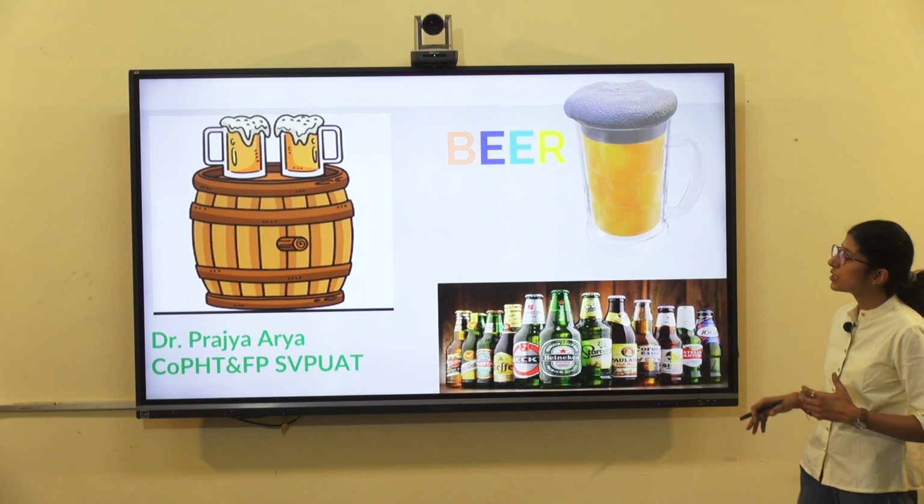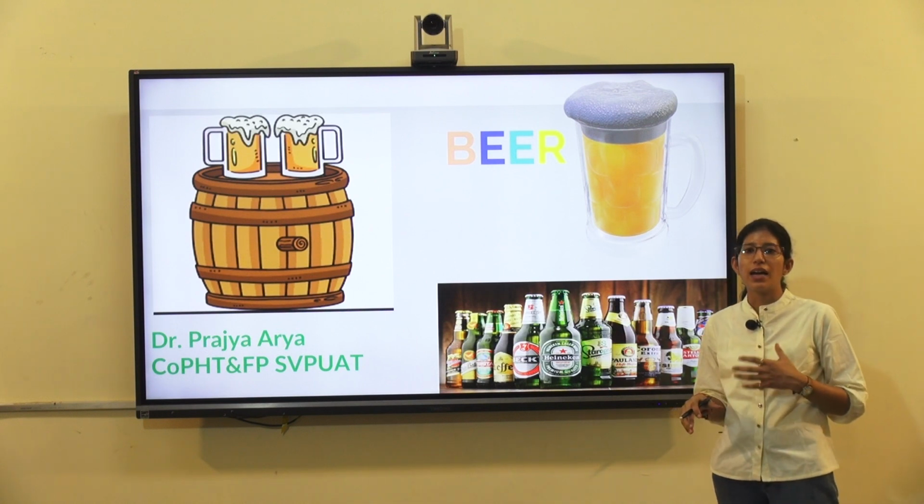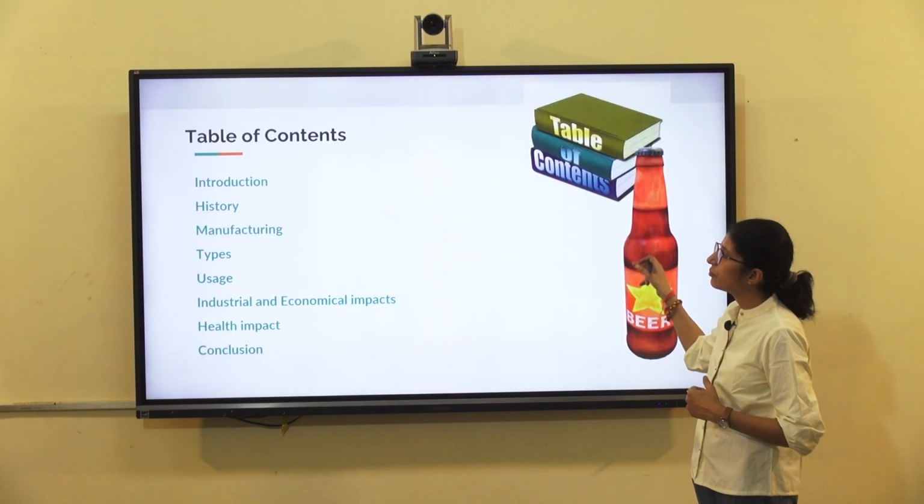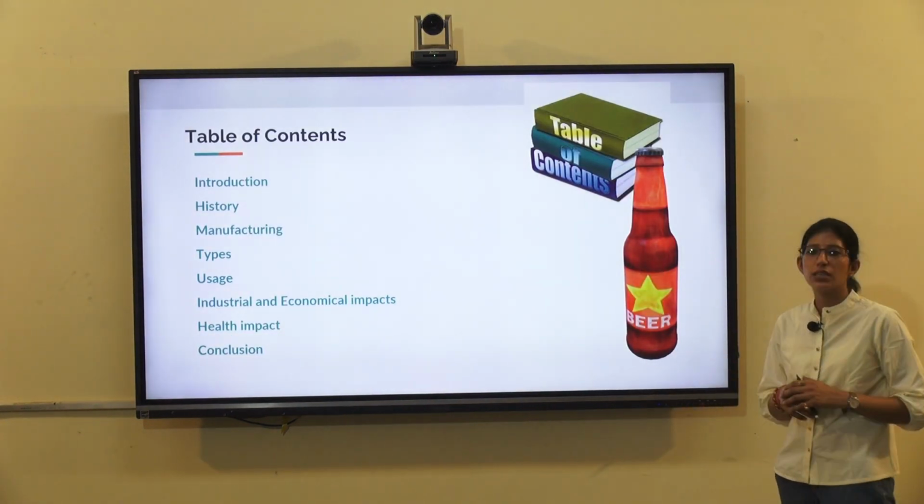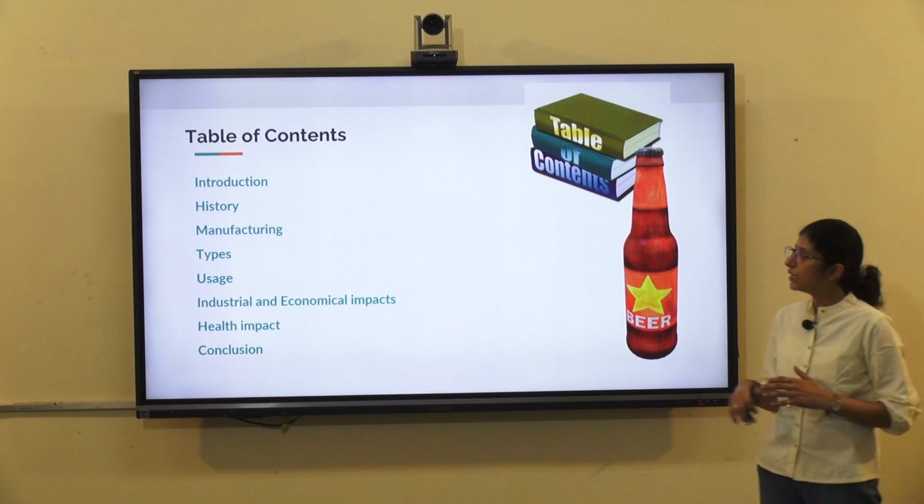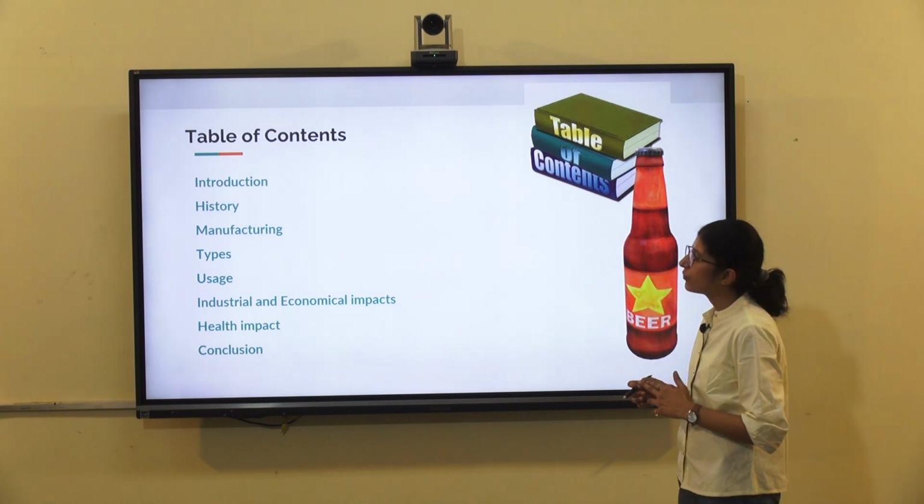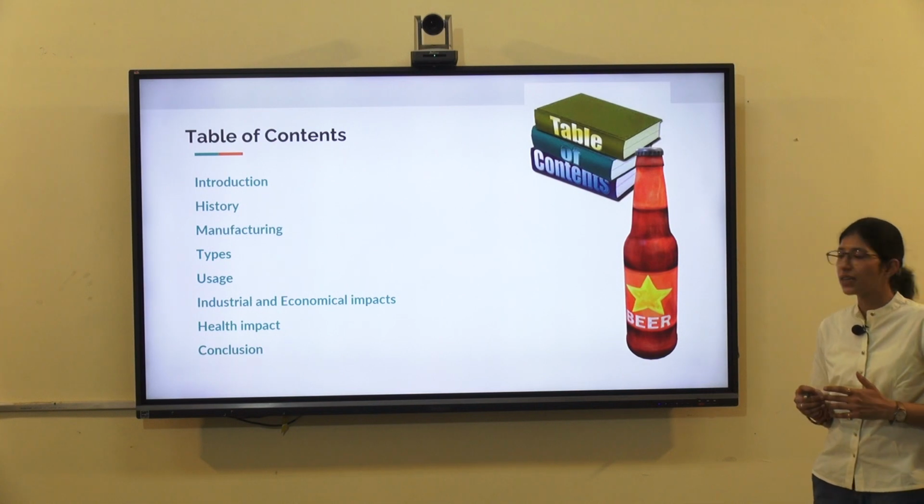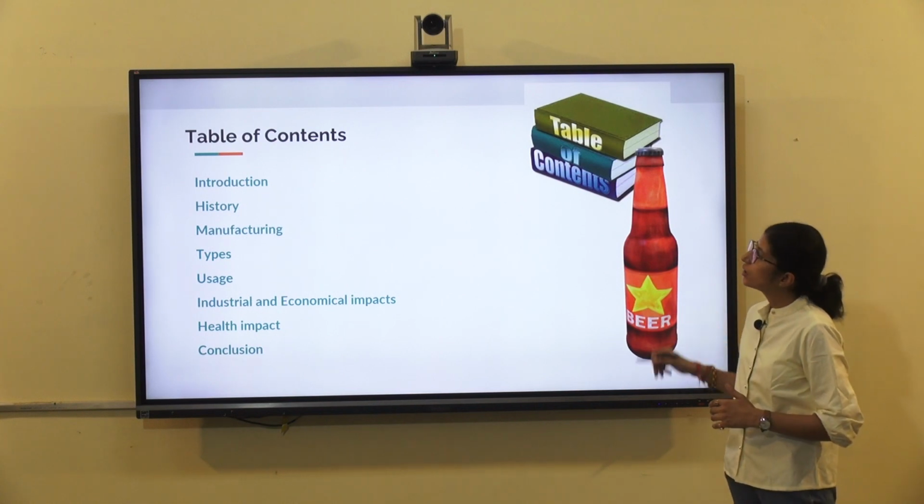In this presentation, we will briefly cover the manufacturing and processing of beer, and how it is manufactured and processed. This is the table of contents for this presentation: introduction, history, manufacturing, types, uses, industrial and economic impacts, health impacts, followed by a conclusion.